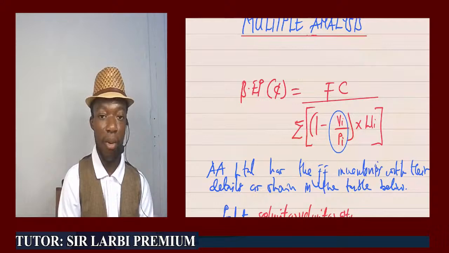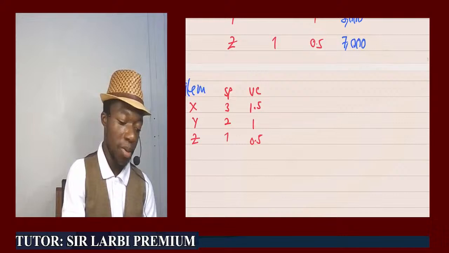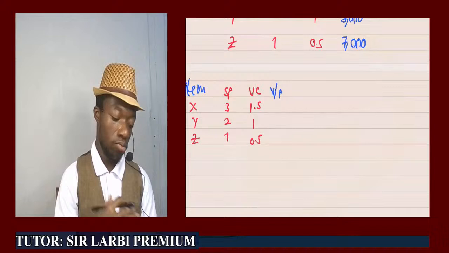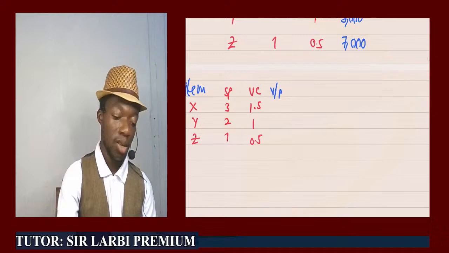So we'll have that coming up here: V divided by P. That means we just have to divide the cost by their respective prices, and we are good to go. So let's do that. Just take your calculator, bring it up here for you.